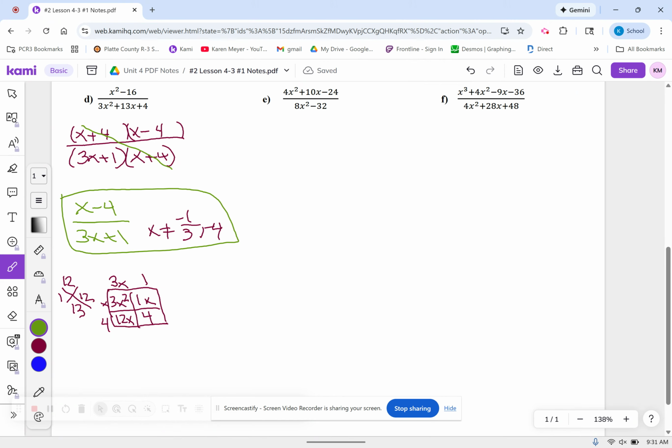Okay. E. Oh, this one I noticed it has a GCF. So I'm going to start with taking out a GCF, which is 2. So I'm going to take out a 2. So that gives me 2x squared plus 5x. Whoops, that doesn't look very good as a 5. Let me erase that and try again.